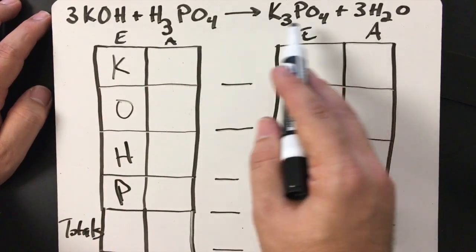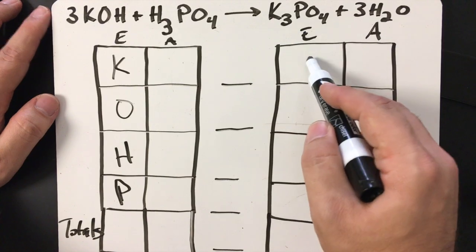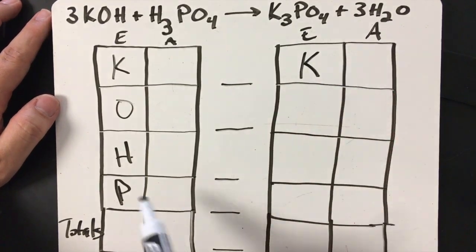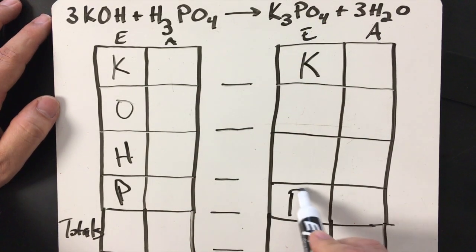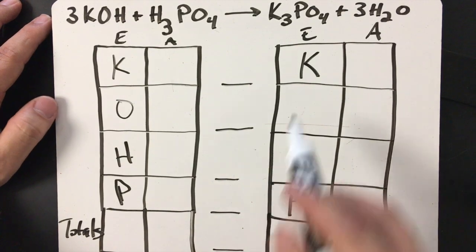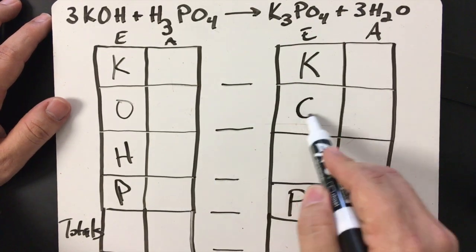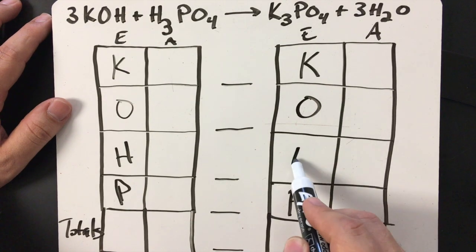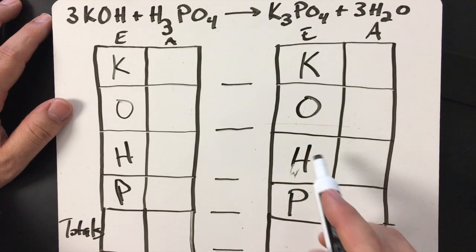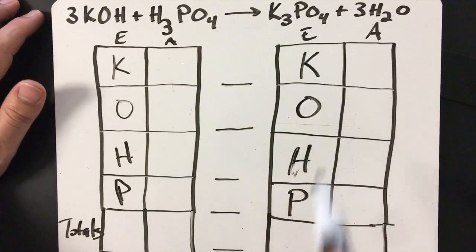Now we're going to fill in the right side too. We did the reactants, now we need to do the products. So again, we've got K, P, so I'm going to put it in line here, O, H, and then O again.